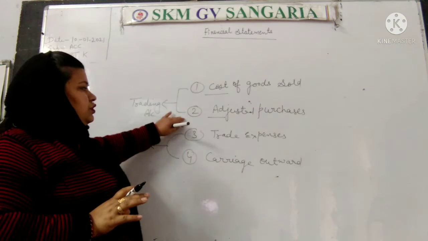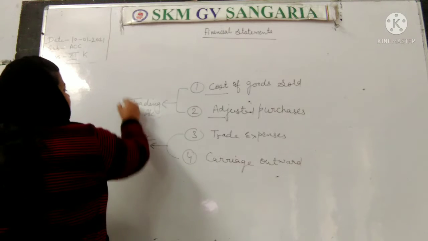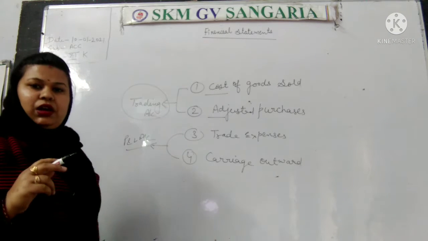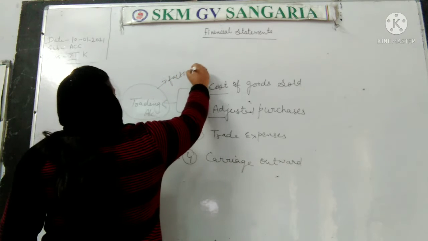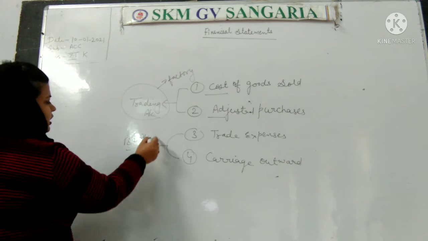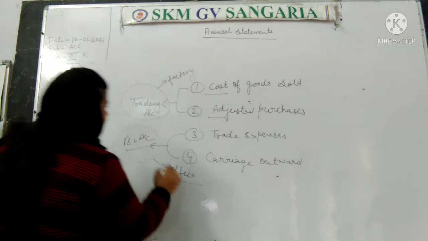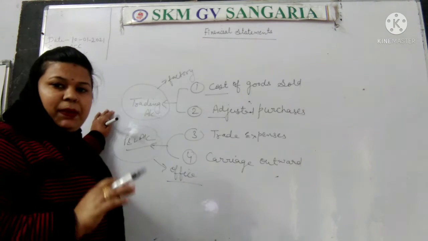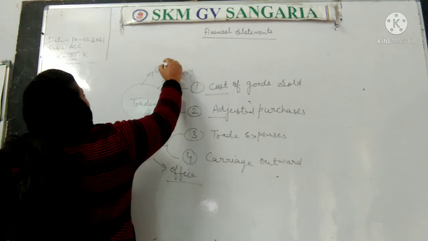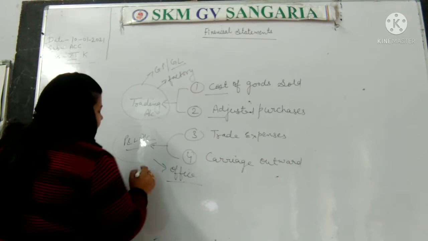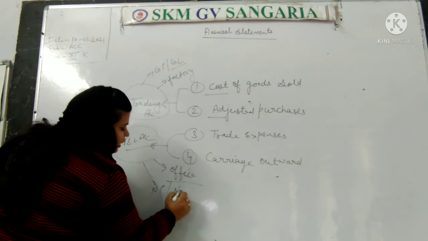In this, cost of goods sold and the adjusted purchases are related to trading account, means when we are preparing the account related to factory. Trading account is related to factory activities and the P&L account is related to office activities. After preparing the trading account, we will be able to know the gross profit and gross loss, and after preparing the P&L account, we will be able to know the net profit or net loss of the firm.